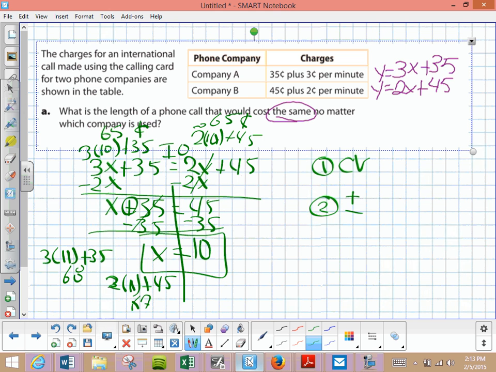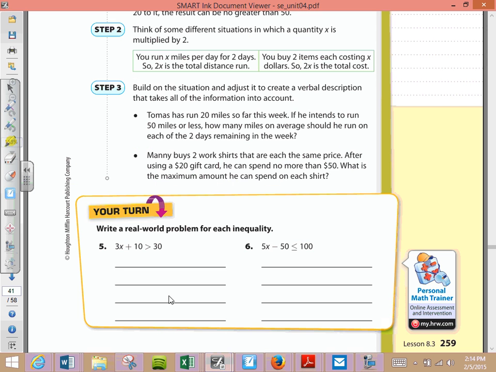If you were to graph those things, it would look like this. This is 35. This is 45. So 35 is kind of going up like that. 45 is kind of going up too, but it kind of stays low. That would be the meeting point at 10. After that, company B stays low. It's cheaper. Are we all following? Move on.